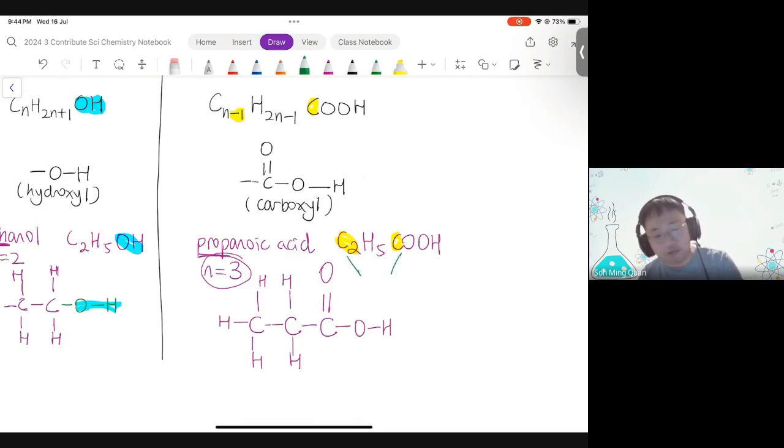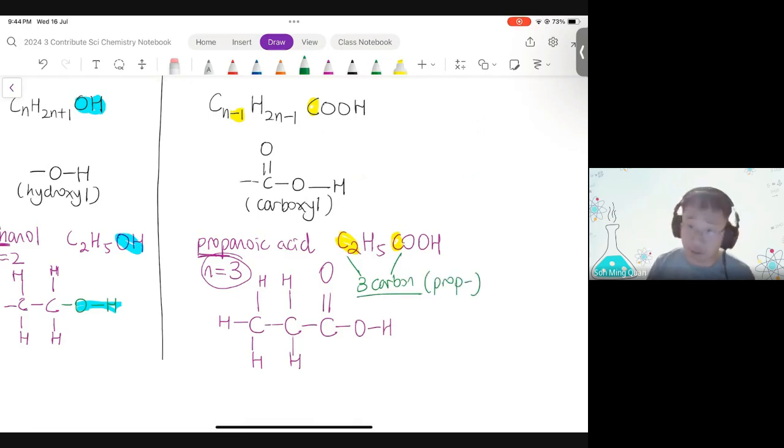So it's very important to realize for carboxylic acids, you must look at the functional group. You must realize there's one carbon atom there as well. And therefore, there's a total of 3 carbon atoms. And that's why the name begins with prop. That's why it's called propanoic acid.